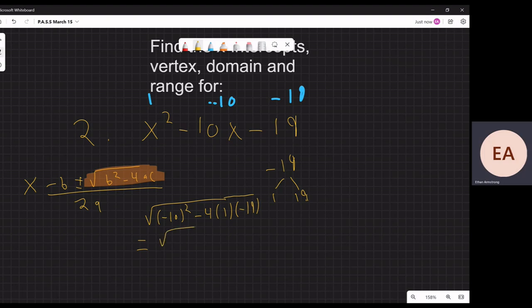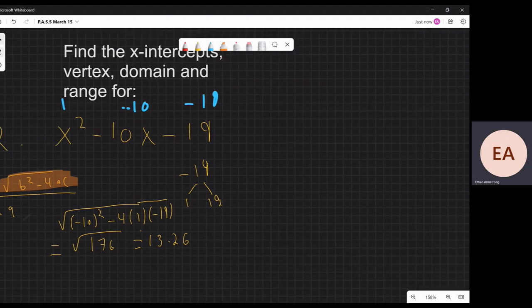So that equals the square root of 176, which is approximately 13.26. Since this is not a perfect square, like say if this was 64 or 9 or something, that would mean you would be able to factor it. But since this is not a perfect square, that means you'll have to use the quadratic equation.